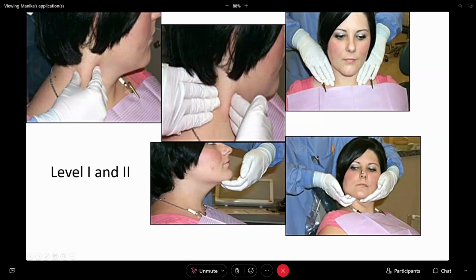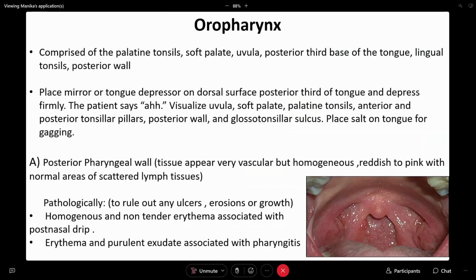Coming to the submental and the submandibular group of lymph nodes, this examination is for the submental group of lymph nodes, and this is for the submandibular group of lymph nodes, and this is for the supraclavicular group of lymph nodes. Then coming to the oropharynx part, the examination for the oropharynx.